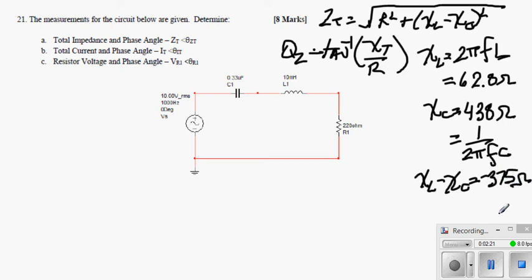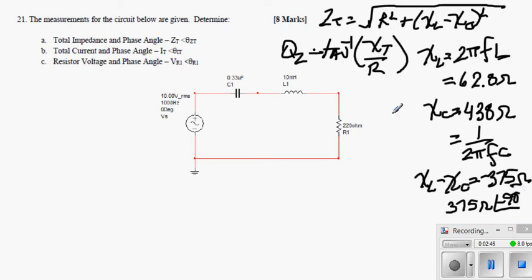The reason why we get a negative is simply because the value of XC is bigger than XL, which means that it follows along the negative J-axis on the complex plane. Or you can say that it has a magnitude of 375 ohms, but it's on the negative 90-degree axis.